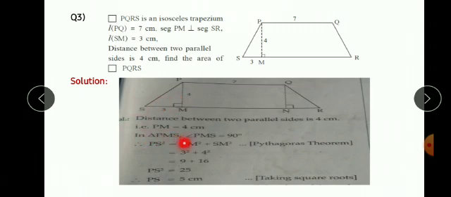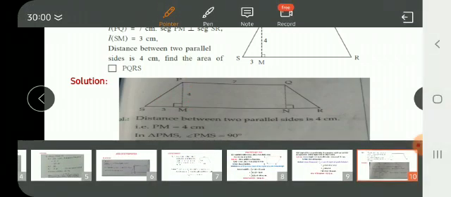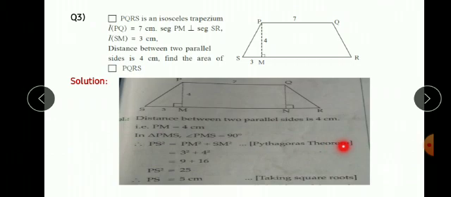In triangle PMS, angle PMS is 90 degrees. And these two sides are also given. One angle is 90 degrees. So, by Pythagoras theorem, we can find the other third side. Therefore, PS square is equal to PM square plus SM square. That is 3 square plus 4 square. That is 9 plus 16. So, PS square is 25.